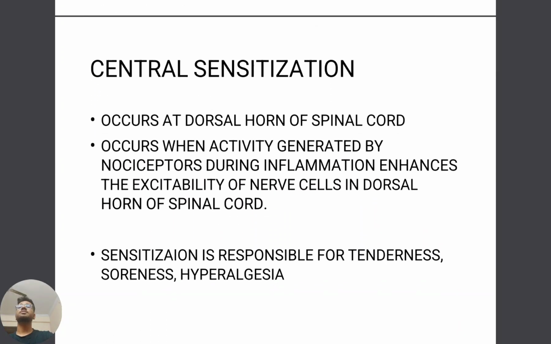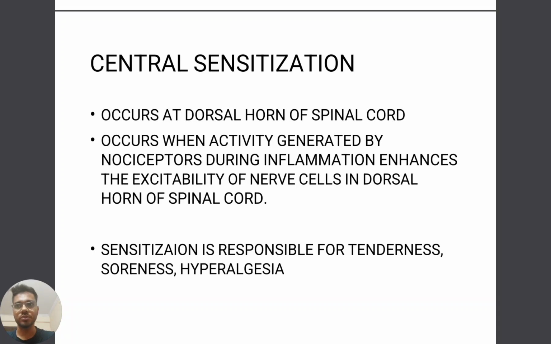Now the central sensitization at the dorsal horn of the spinal cord occurs when there is an increased excitability of the nociceptors during the inflammation. This sensitization is responsible for the tenderness, soreness and hyperalgesia.